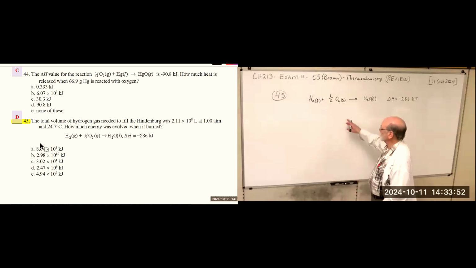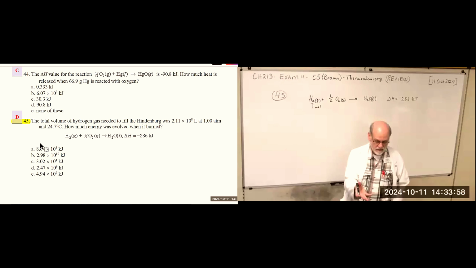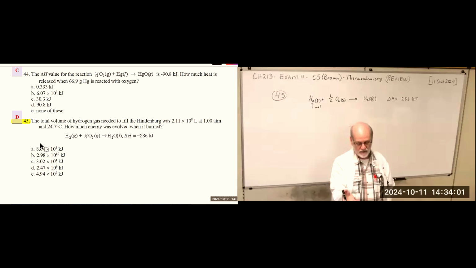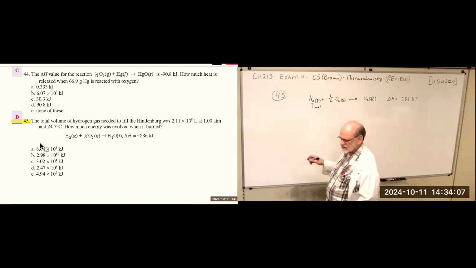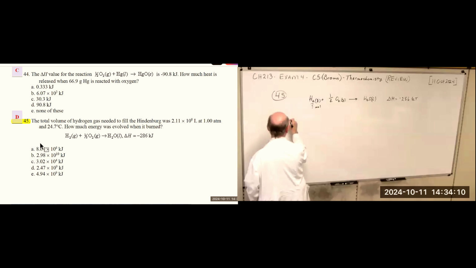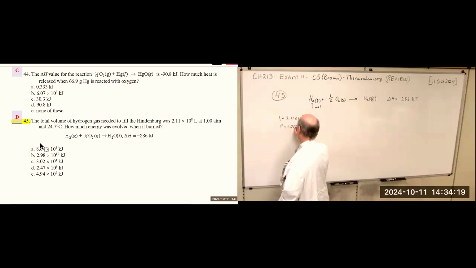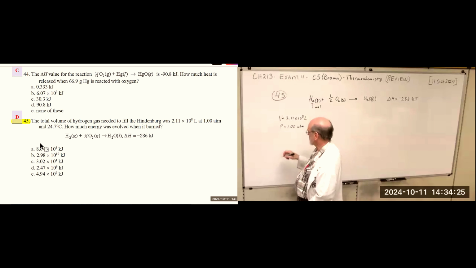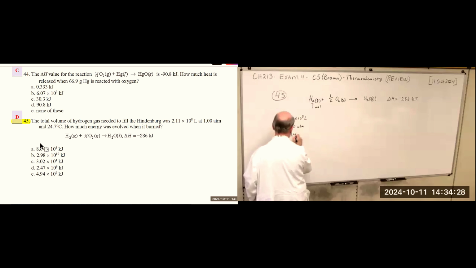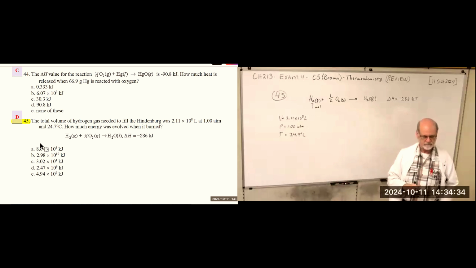All right. In order to find out how much energy was evolved, we need to know how many moles of hydrogen were consumed. That's really the question. Because that's the only thing we have to go on: the amount of hydrogen in those bags, in that big dirigible. So if we've got 2.11 times 10 to the 8th liters, and 1 atmosphere pressure, and temperature of 24.7 degrees, can we determine the number of moles of hydrogen? Yep.